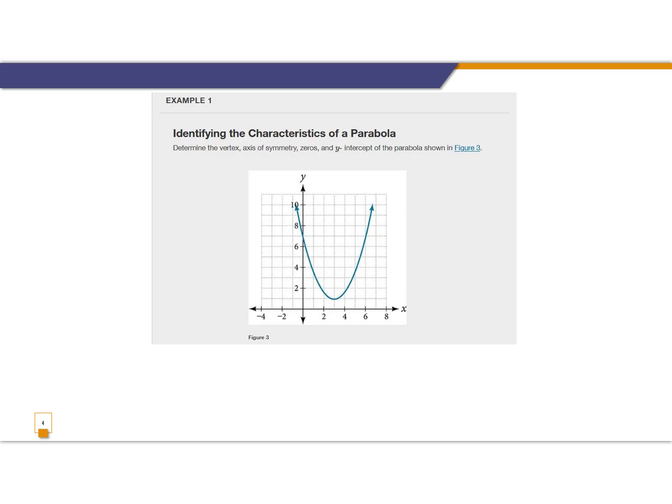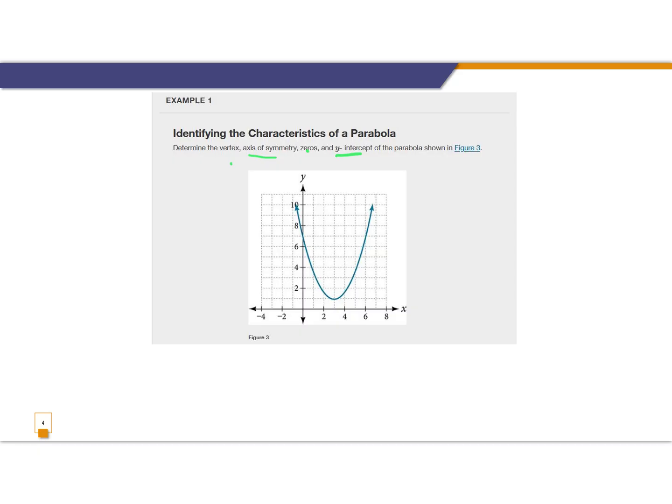Now we're supposed to identify the characteristics of this parabola given this example 1. So this is determine the vertex first. Then it's the axis of symmetry. Then it's the zeros. And then it's the y-intercept. So this is an easy one. It doesn't take any work. You just have to know what the definitions are. And I trust that you do.